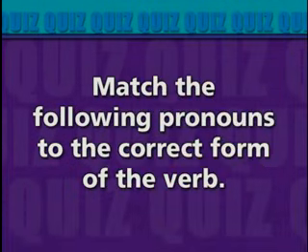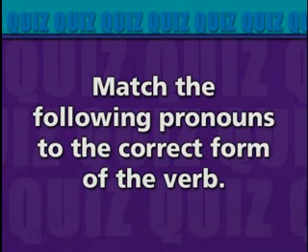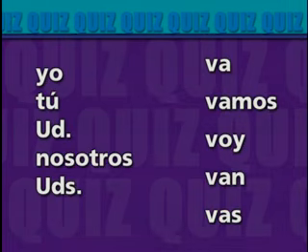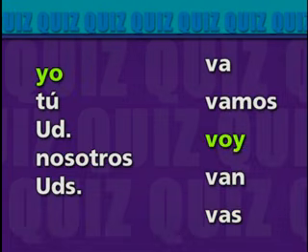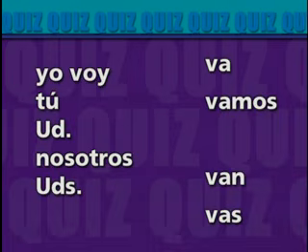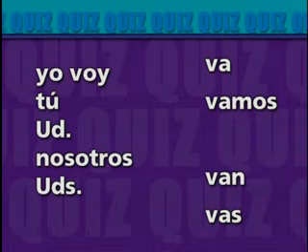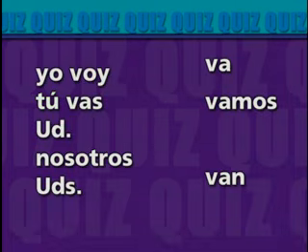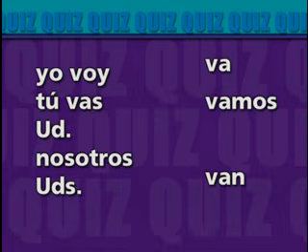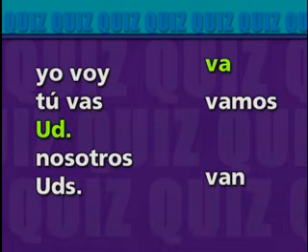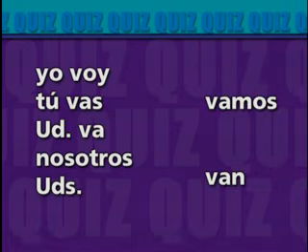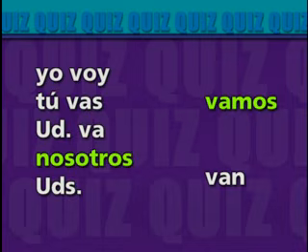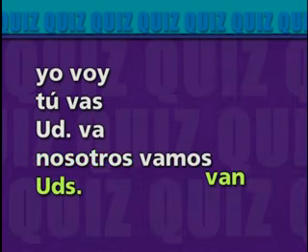Let's get going on some review. Match the following pronouns to the correct form of the verb. Yo, yo voy. Tú, tú vas. Usted, usted va. Nosotros, nosotros vamos. Ustedes van.